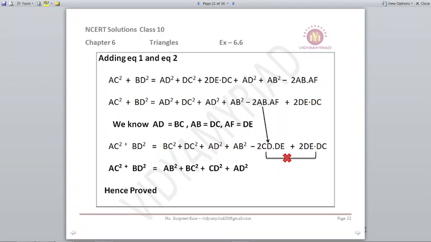Now add both the equations, you get AC square plus BD square. So diagonal square you have got. Now you want on your right side the sum of the side squares. So on your right side you have AD square plus DC square plus twice of DE into DC plus AD square plus AB square minus twice of AB into AF. Now according to the parallelogram properties, we know that AD is equal to BC, AB is equal to DC, and AF is equal to DE. Just substitute it, you will see that things get cancelled and you get your right hand side as AB square plus BC square plus CD square plus AD square, and hence we have proved it.